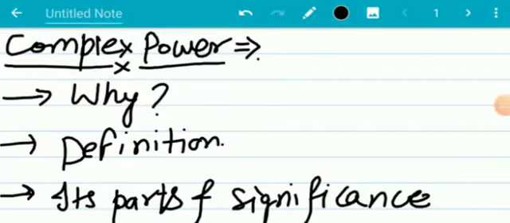Hello everyone. Our topic of discussion today is complex power, and under this topic we will go through mainly three things: why we are studying complex power and what its significance is, then the definition of it, how it is defined, and then what its parts are and what their significance is.